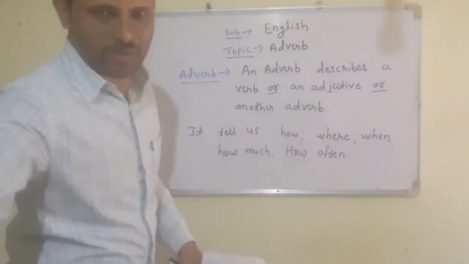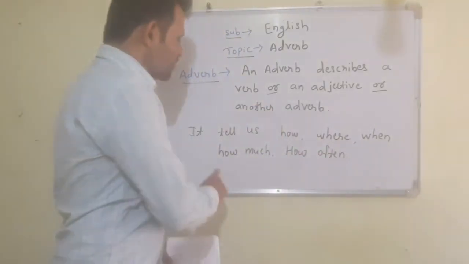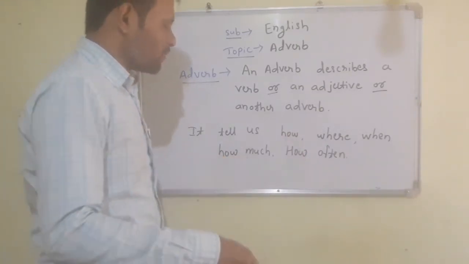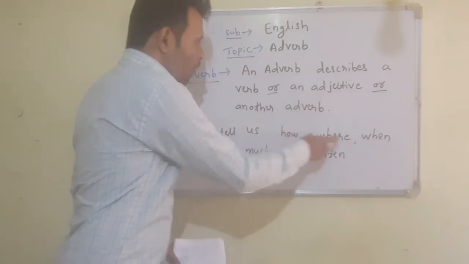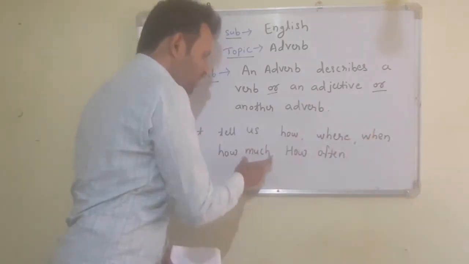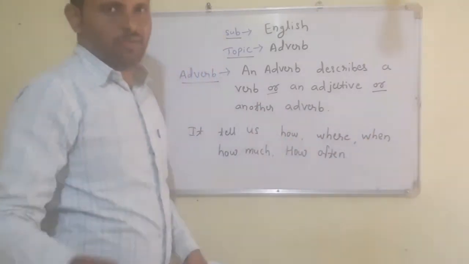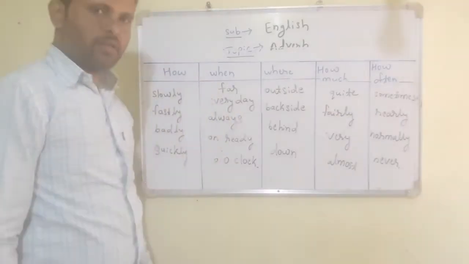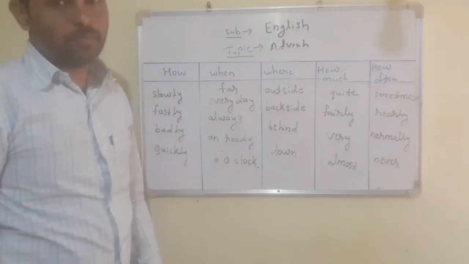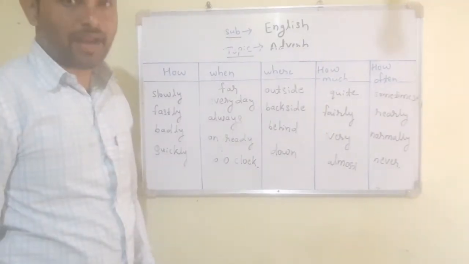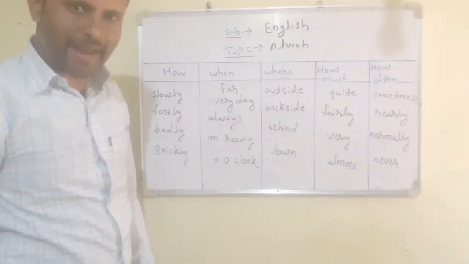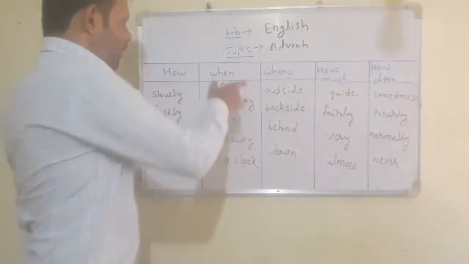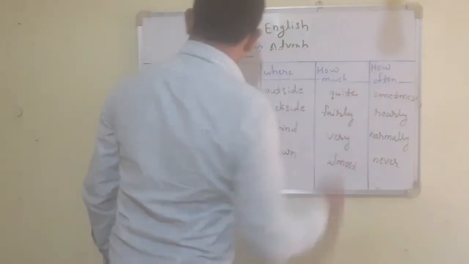Like this it explains. Now with the help of a chart, what do we have to study? What are the adverbs, and what are they telling us? They are telling how, where, when, how much, how often. We just discussed that an adverb describes a verb, an adjective, or another adverb, and tells how, when, where, how much, how often.